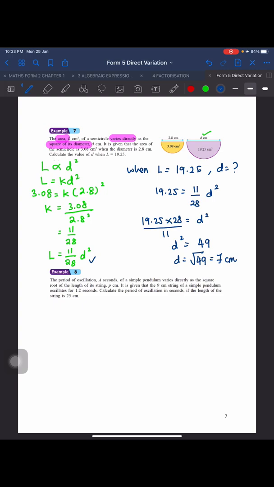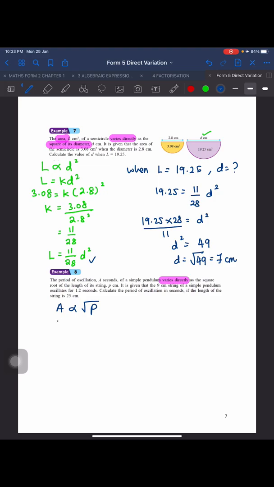Finally, example 8. The period of oscillation A seconds of a simple pendulum varies directly as the square root of the length of its string. I try to highlight it. So the period of oscillation A varies directly as the square root of the length of its string P. So this is the relation that you get.